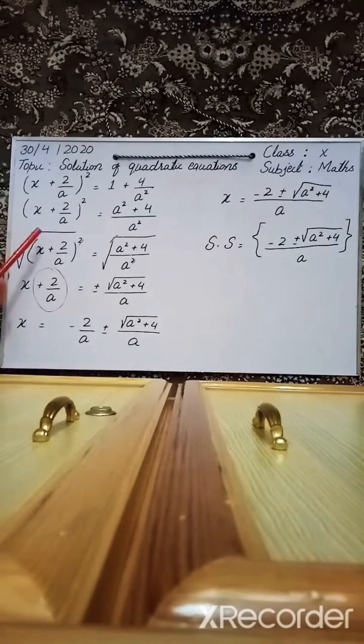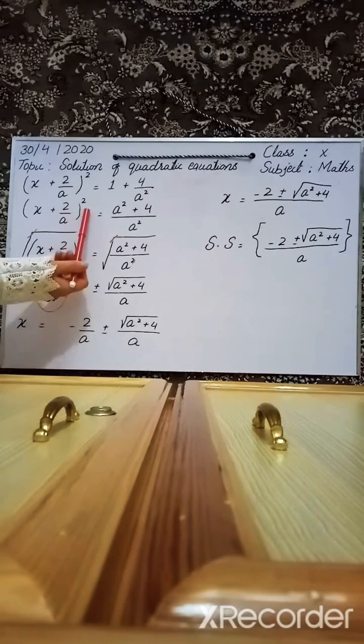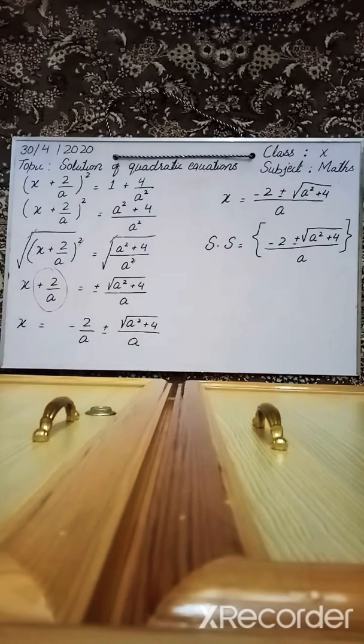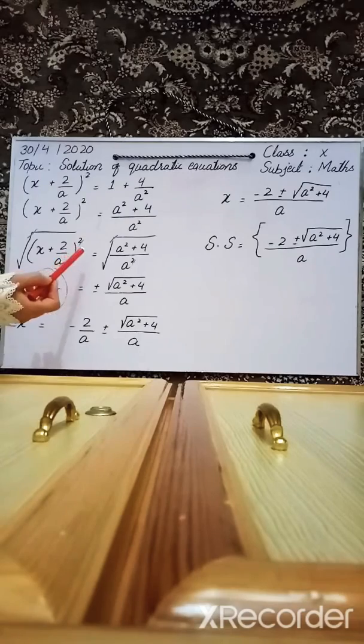Okay, let's continue. So what we have to do here is x plus 2a whole square. We have to find the value of x, and we cannot find the value of x until we remove the square from here. For removing the square, we know that the inverse of square is square root. So we will take the square root on both sides of the equation. Square and square root can be cancelled, and now we have x free from the square.